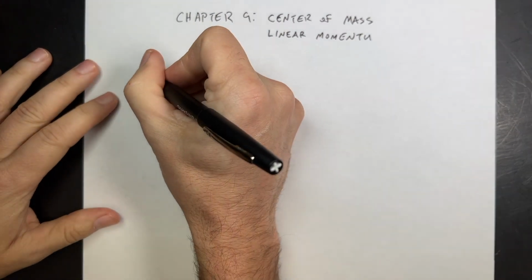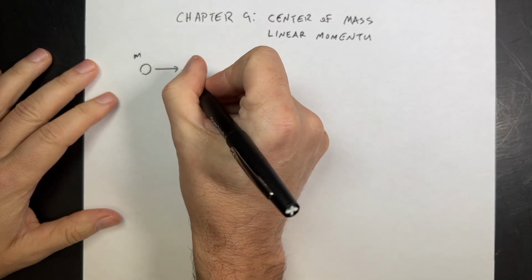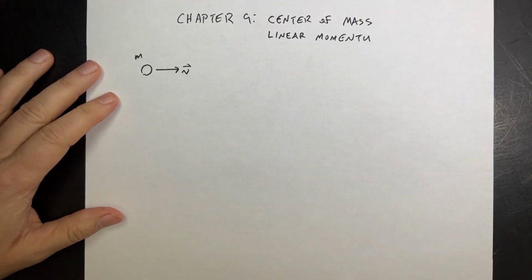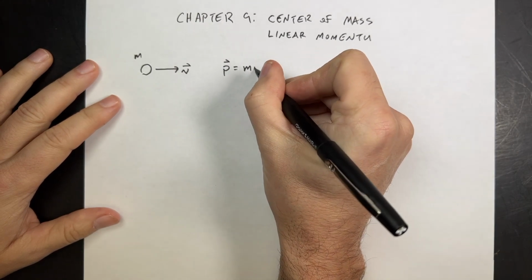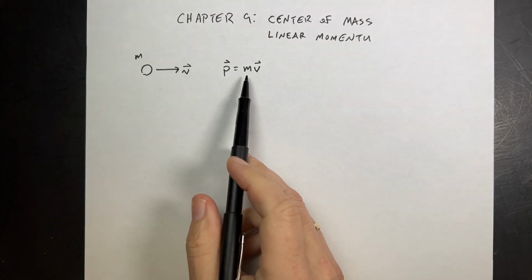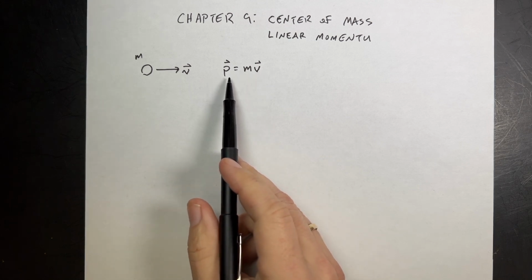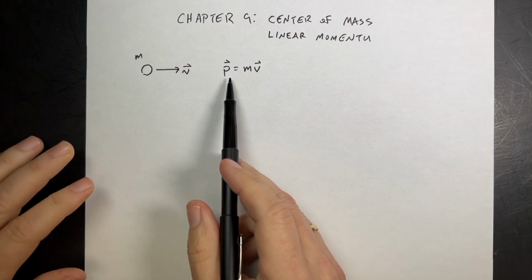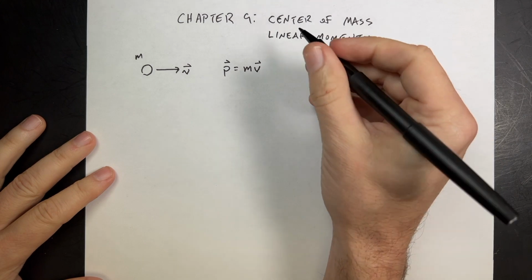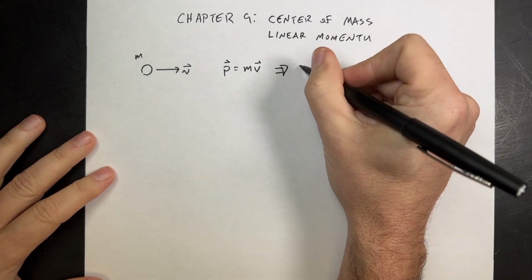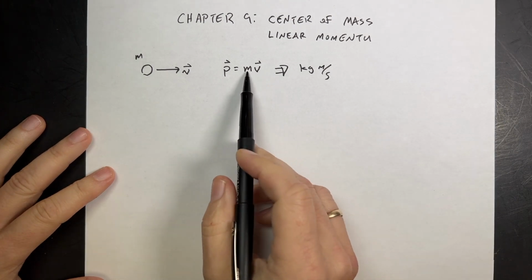So if you have an object of mass m with some velocity v, we can define the following quantity. Momentum is the product of the mass and velocity. Since mass is a scalar, velocity is a vector, multiplying a scalar and a vector gives you another vector. And that is momentum. We use the symbol P for that. That's just what we always use. And this has units of kilogram meters per second, right? Because meters per second times kilograms.